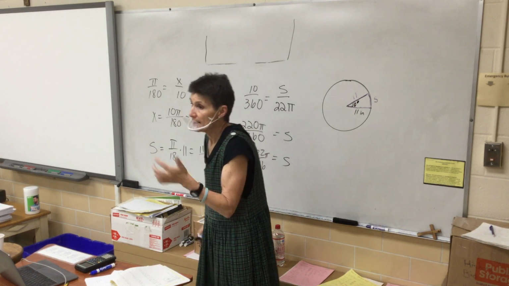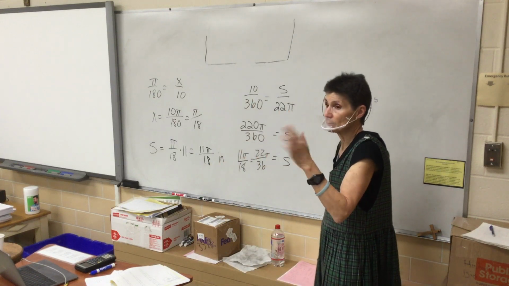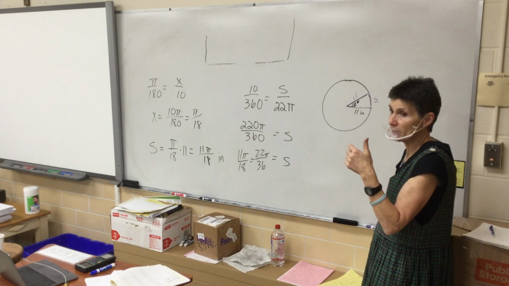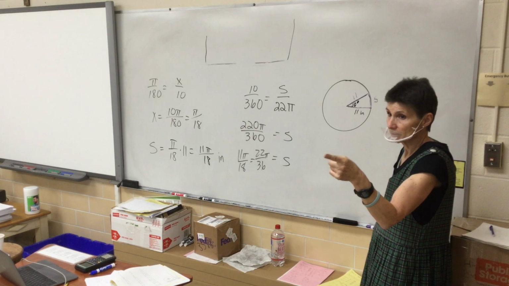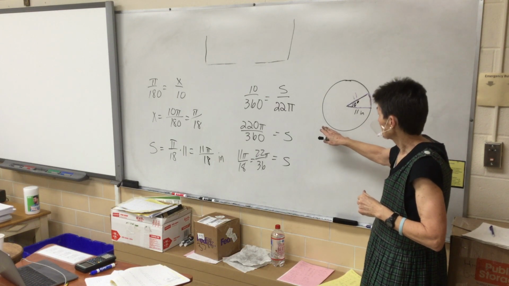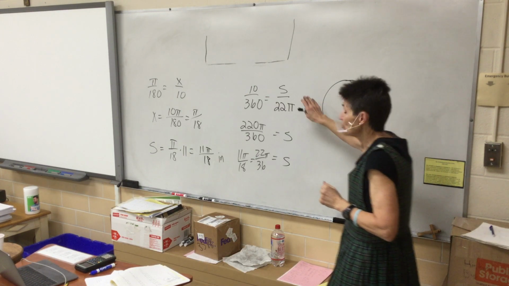All right? Anybody else? We need to be able to do this kind of problem. Anybody else have a question about that? Didn't get 11 pi over 18. Why did you multiply the 11 with the 2? Did you do it this way?